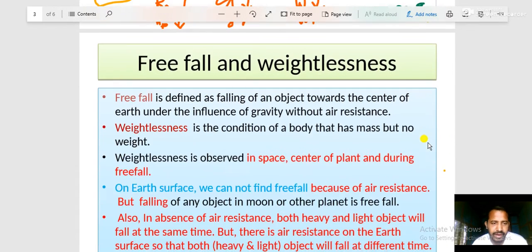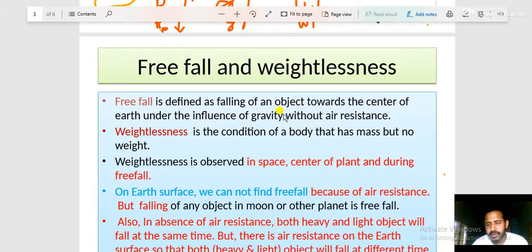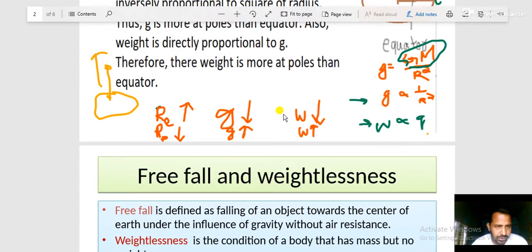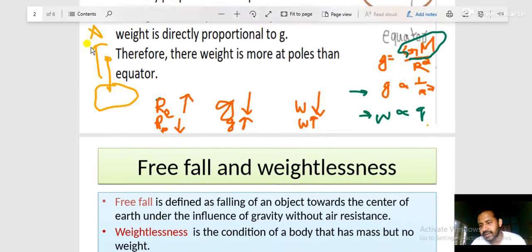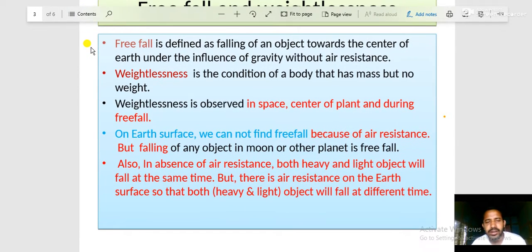So right here, free fall means falling of an object towards the center of the earth under the influence of gravity without air resistance. Air is also not pulling it up. I think you understood. The falling of this object towards the center of the planet without air resistance, or there is no resistive force that takes this object in the upward direction, then that is called a free fall. And what is weightlessness?